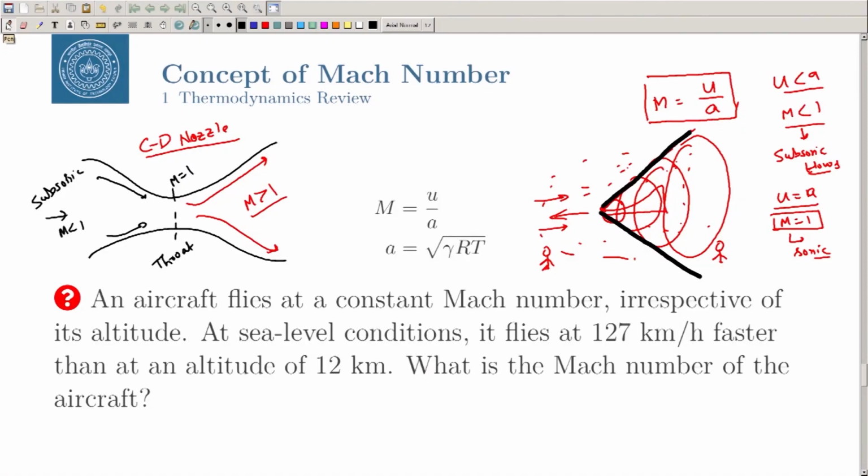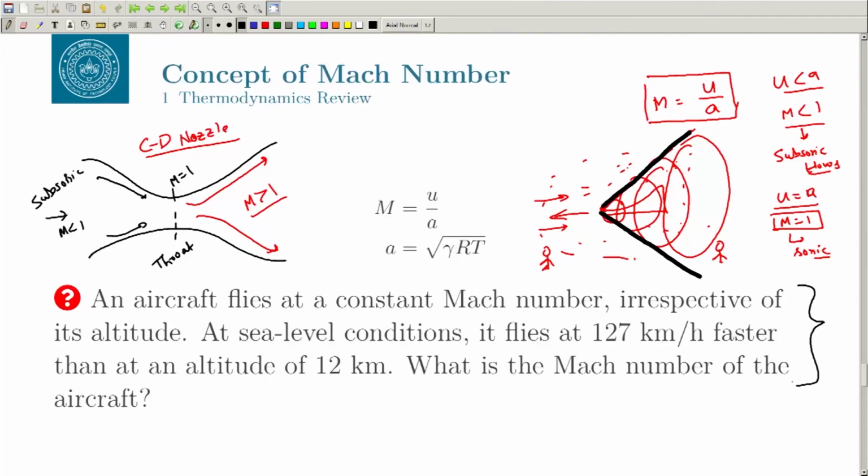Okay. So, we will just finish with one last thought, and that is basically that despite going at the same speed at the ground level and at a higher level, your Mach number may be different. And there is a related question, which is put here, and this will be one of your assignment questions: an aircraft flies at a constant Mach number irrespective of its altitude.